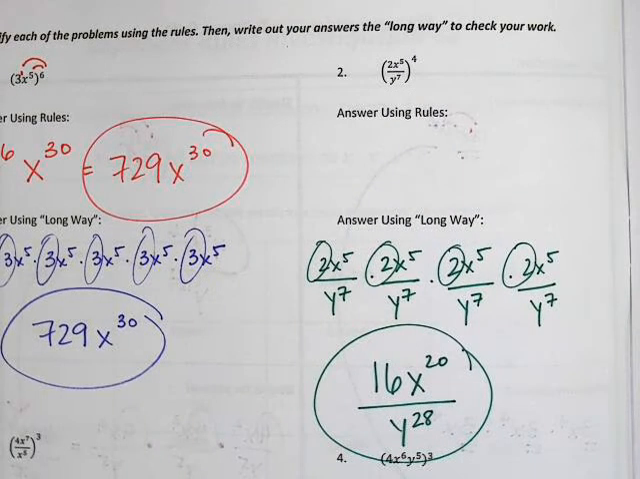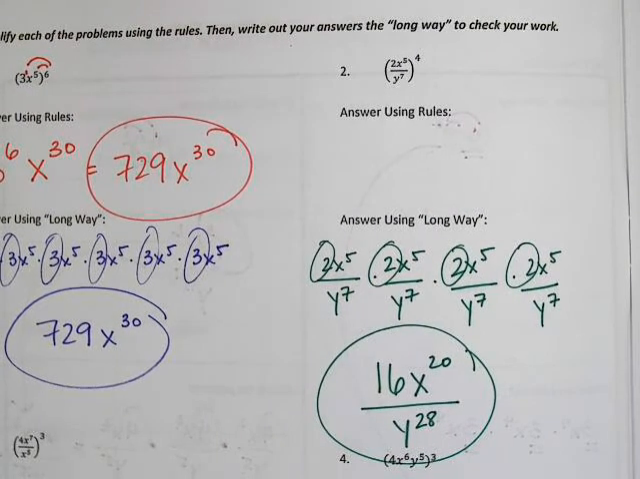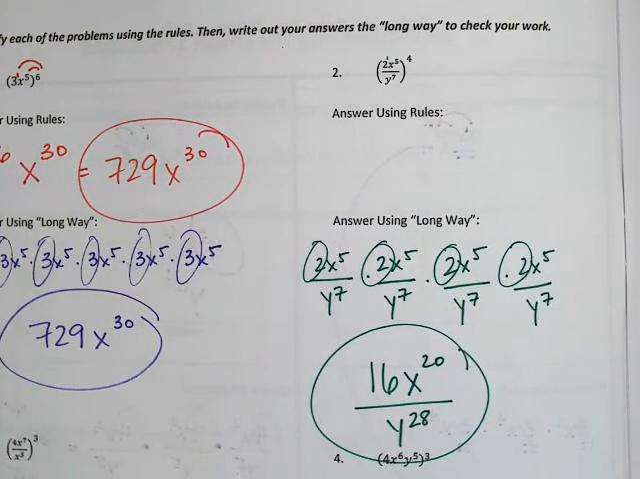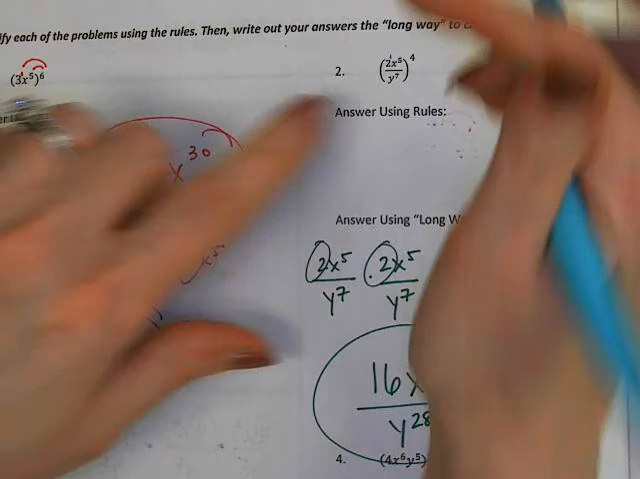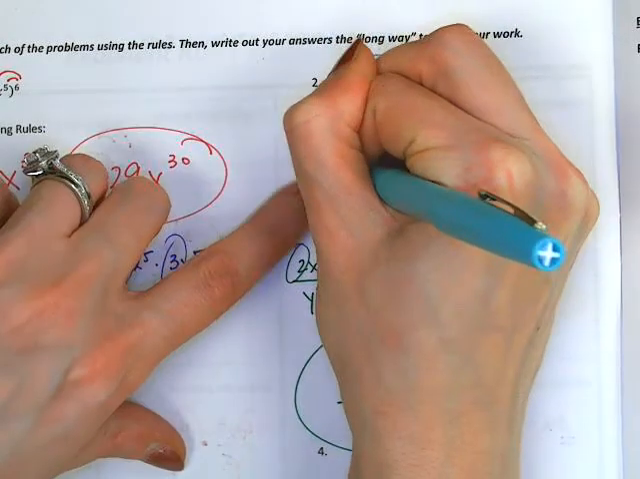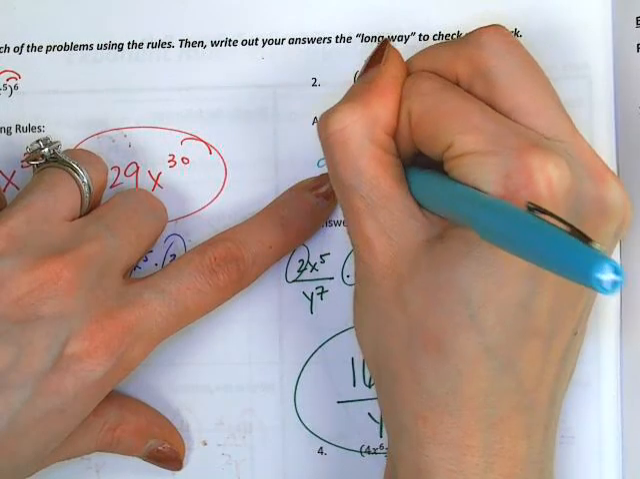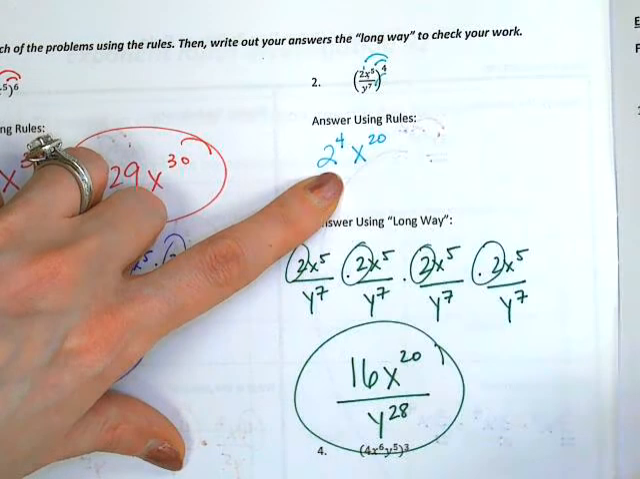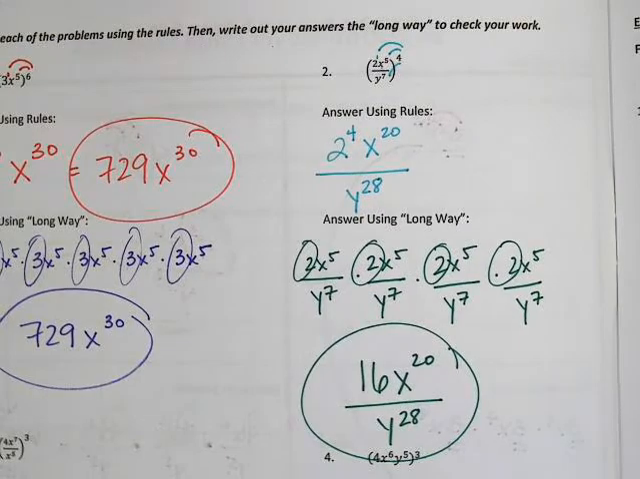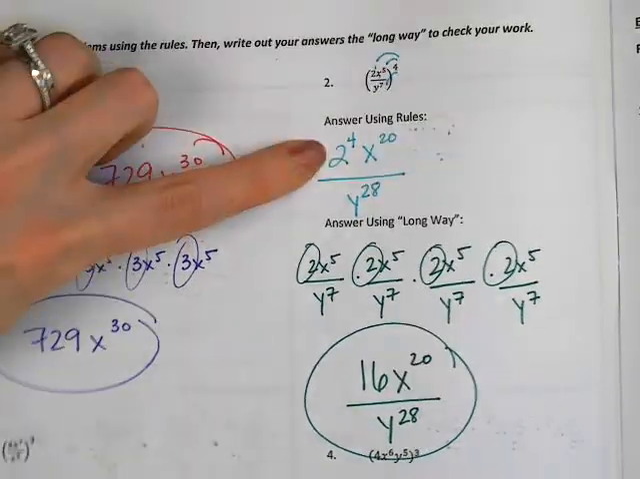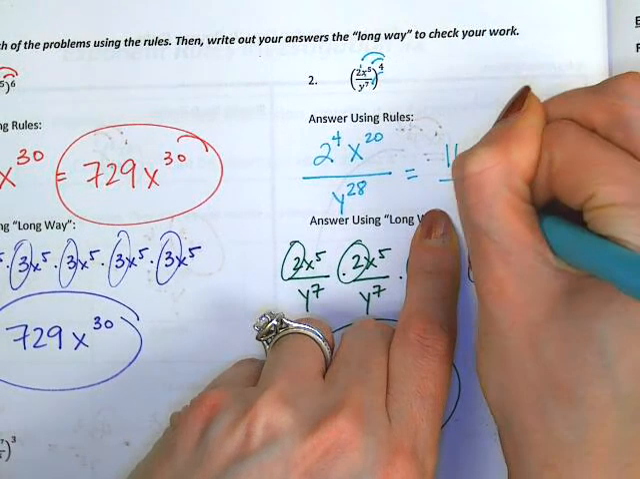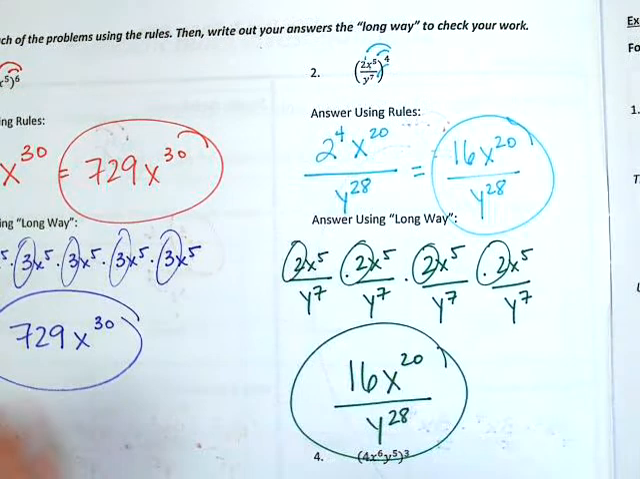Okay, that's your answer. Now, let's try it using the rules. Let's give the 2 a secret 1, and let's distribute the power by multiplying exponents. All right, so it's going to be 2 to the 4th, x to the 20th, and on the bottom, y to the 28th. And then all you have to do is calculate 2 to the 4th, and that is 16. So 16x to the 20th over y to the 28th. Okay, notice you get the same answer.